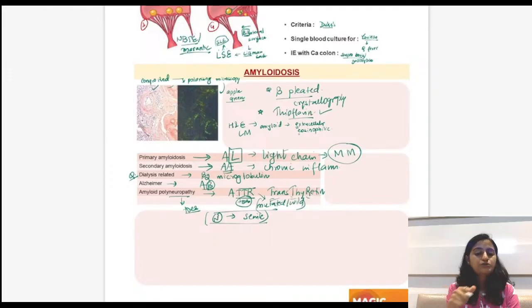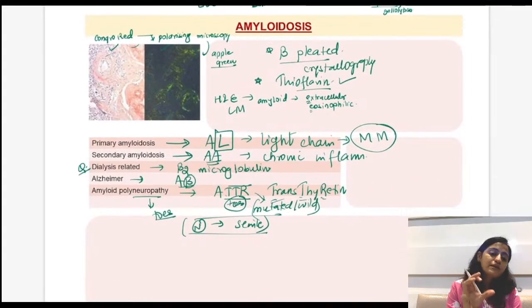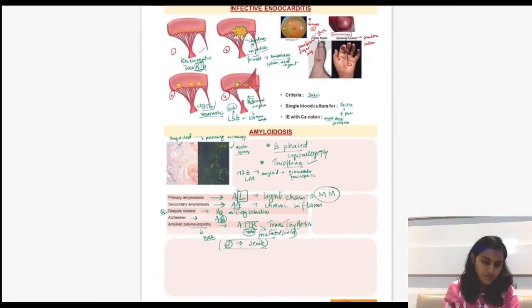What are the various stains that are used? What appearance does it give? And what are the various types of amyloid proteins that accumulate in the various disorders.